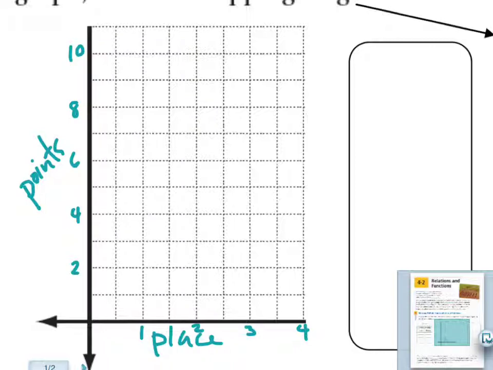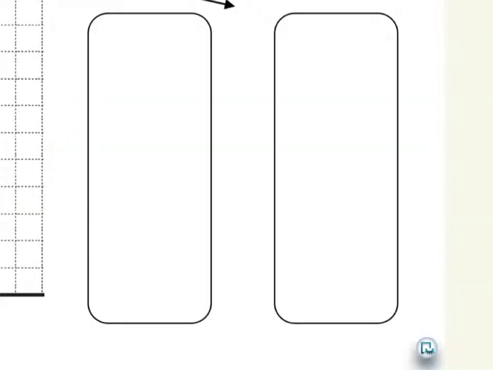Okay, so now let's graph our data. It said for first place you get 10 points, so that would be that point right there. Second place you get 8 points. Third place you get 6 points. And fourth place you get 4 points. So that's the exact same data represented in just a different way, which is our mapping diagram.